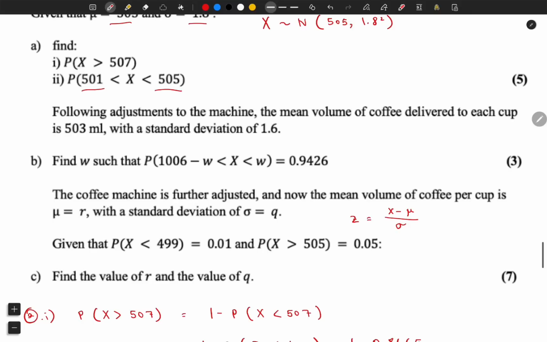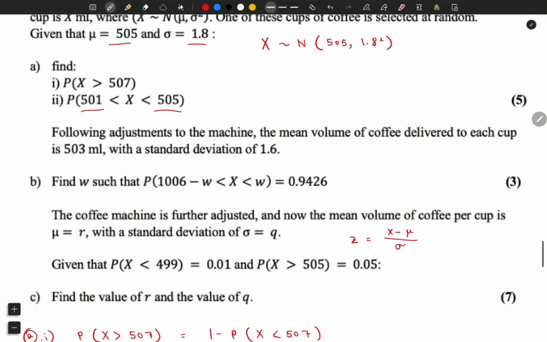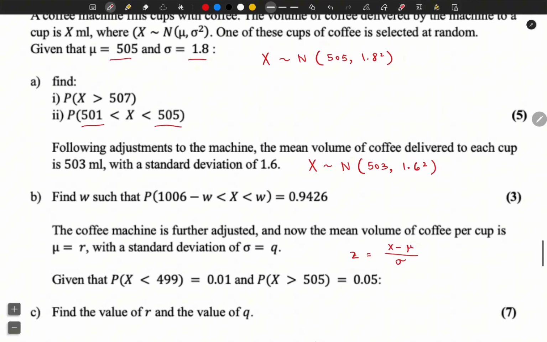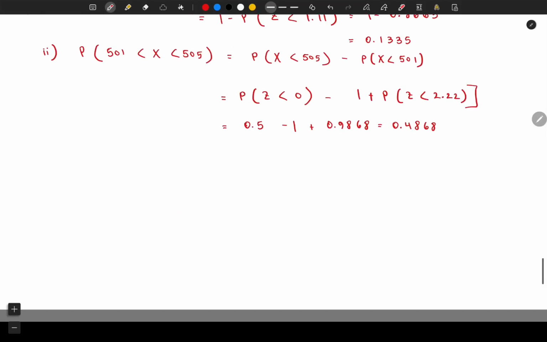Now moving on to the next part, following adjustments to the machine, the mean volume of coffee delivered to each cup is 503 milliliters with a standard deviation of 1.6. So now the value of x will change. I mean, x will be normally distributed across 503 and 1.6 squared. Find W such that the probability of 1006 minus W is less than x is less than W. Okay, so the probability of this is given. So 1006 minus W. All right. So we need to use the help of a bell curve. So let's assume that the bell curve looks like this.